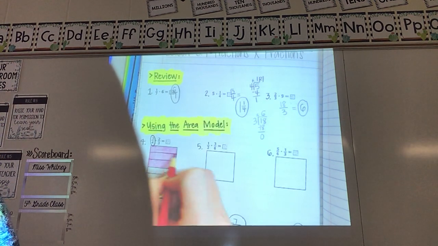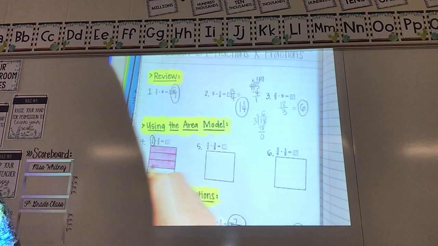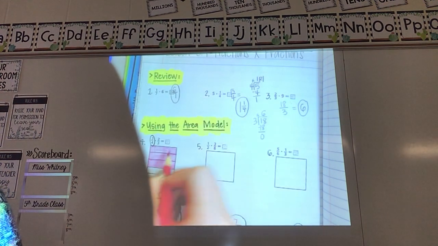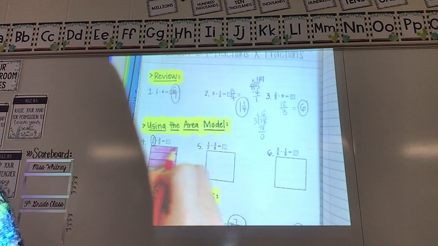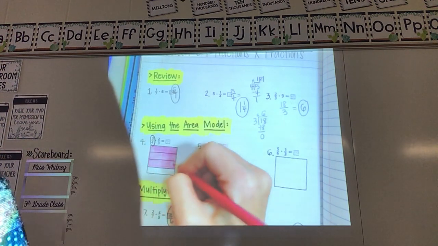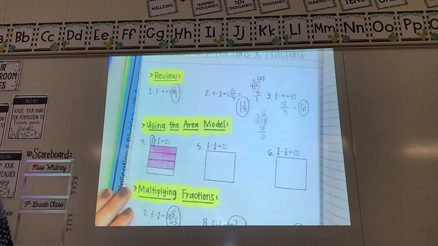And I'm not pressing really hard. I don't want it to be super dark. It makes it easier to see if it's just a light color. So you might keep that in mind when you're picking your colors for today. All right, so there's 3/4.